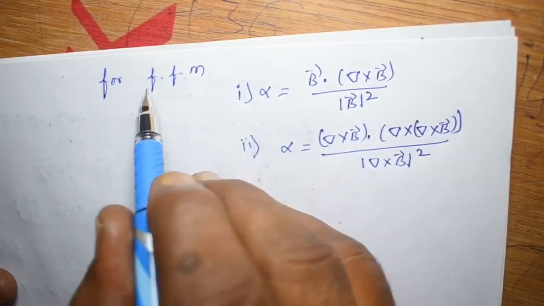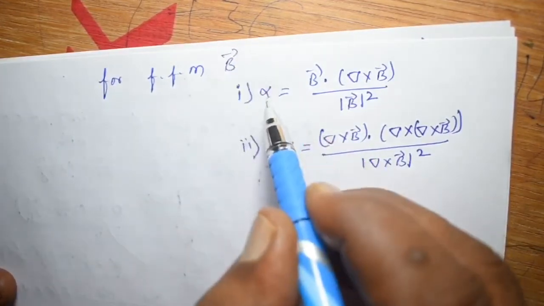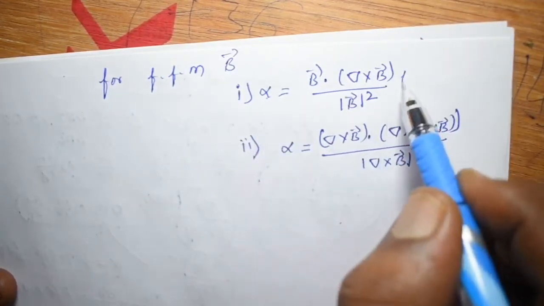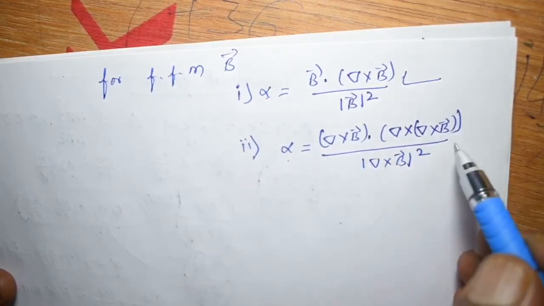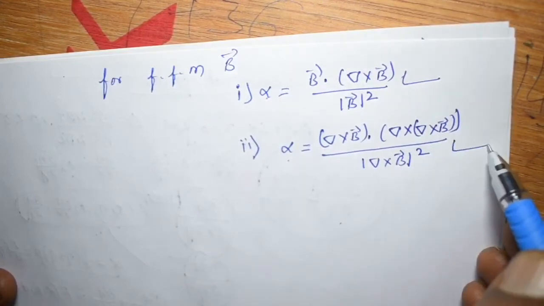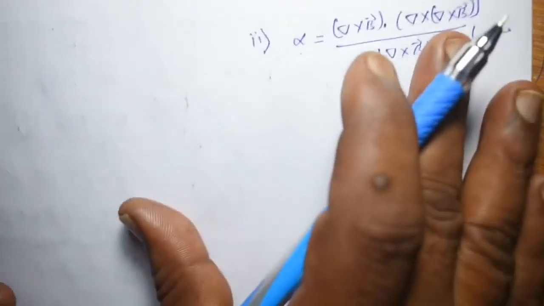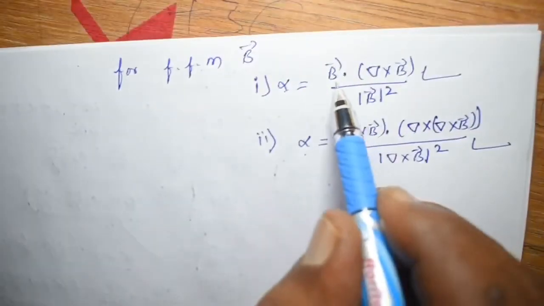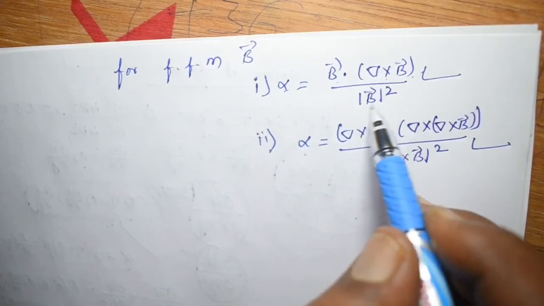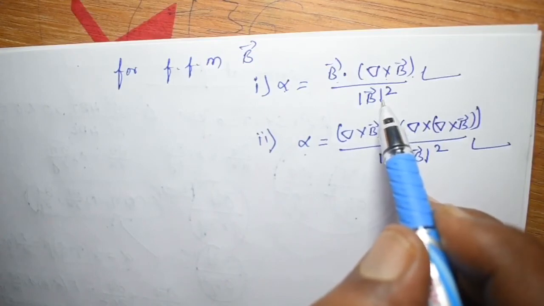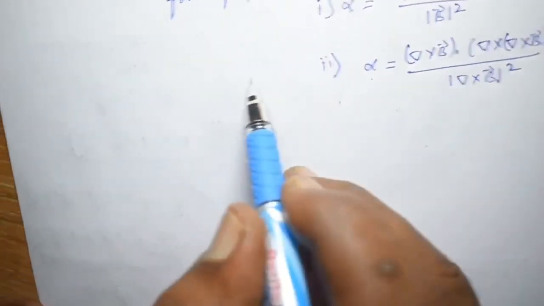So for a force free magnetic field B, alpha can be written in this form, and also alpha can be written in this form. You have to prove both. Now I am going to prove the first one. B dot curl of B divided by B square, we have to prove that. So what is this? This is nothing but your alpha, right?